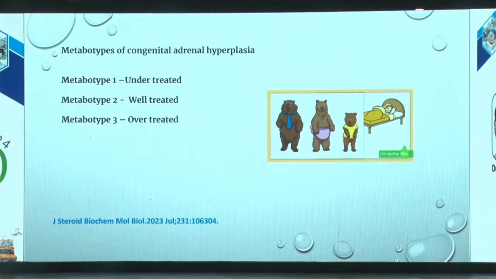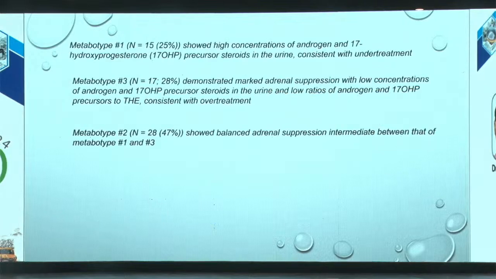This was the article which gave you the data in 2023. The first metabotype had high concentrations of androgen and 17-hydroxyprogesterone precursor steroids. They looked at approximately 15 steroids in a metabolomic profile, which was consistent with undertreatment. The usual dose of hydrocortisone in this group was 12.2 plus or minus 1 mg per square meter per day. The third metabotype, the overtreated, demonstrated marked adrenal suppression with low concentrations of androgen and 17-OHP precursor steroids in urine and a low ratio of androgen precursors to THE, which was consistent with overtreatment.